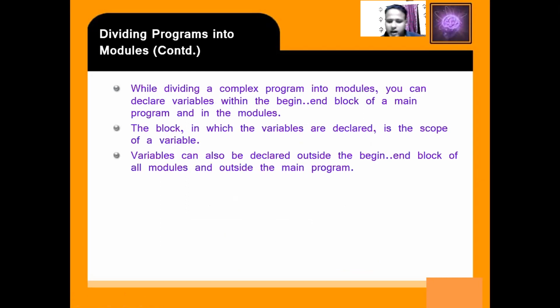While dividing a complex program into modules, you can declare the variable within the begin and end block of the main program or the module. The block in which the variable is declared is called the scope of a variable. It means where you have to define a variable.